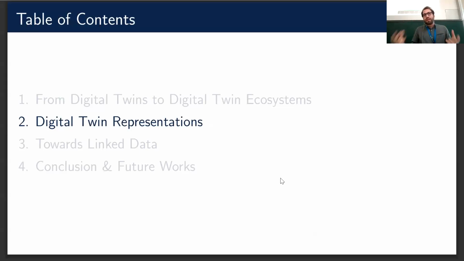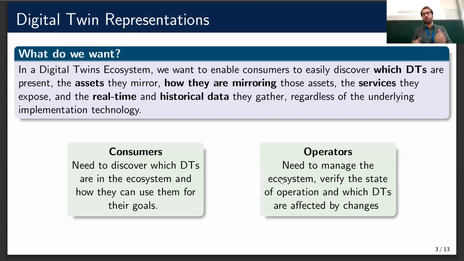So how do we do that, and how can we make this more effective in these complex ecosystems? We've been looking at representations, and the overall objective that we try to summarize in a sentence is that we would like to have representations of digital twins that allow consumers to join an ecosystem, understand which digital twins are present and available, what assets are being modeled, how these assets are modeled, and what services the digital twins are offering, but also what is the real-time state and the history of the digital twins.